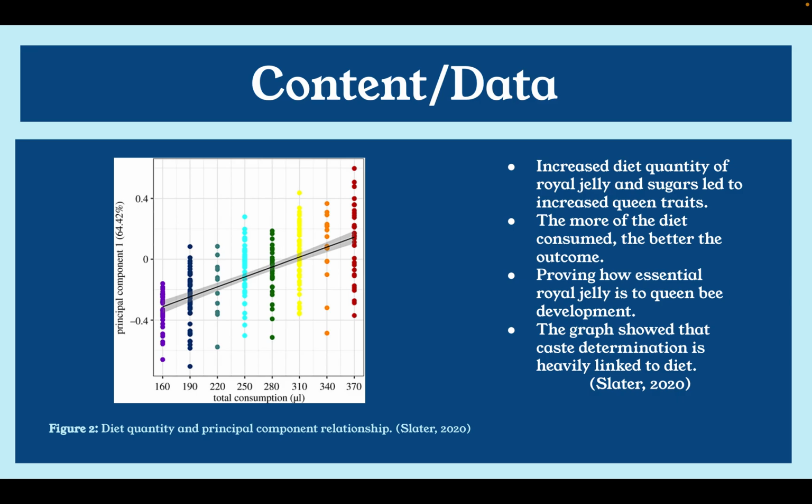The second figure shows diet, quantity, and principal component relationship. This shows that caste determination is very heavily linked to the diet. The increased diet quantity of the royal jelly leads to increased queen traits, meaning the more of the diet that is consumed, the better the outcome. So this definitely has a very strong link to quantity, diet, and the successfulness of queen bees and how they express their traits.